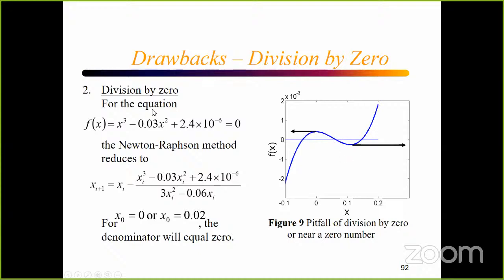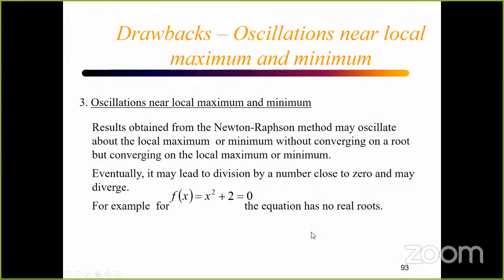If the denominator is 0, that is division by 0. For the equation, if x_i minus 1, x naught is equal to 0.2, then the denominator will be equal to 0. This is a pitfall of division by 0. Because f prime of x becomes 0, the derivative is 0, and then it is a tough task.